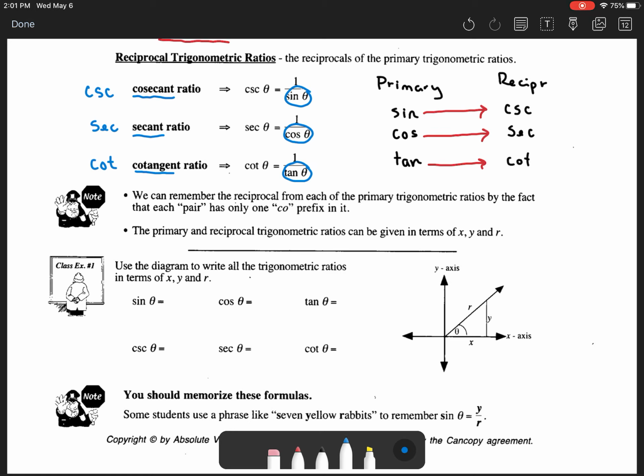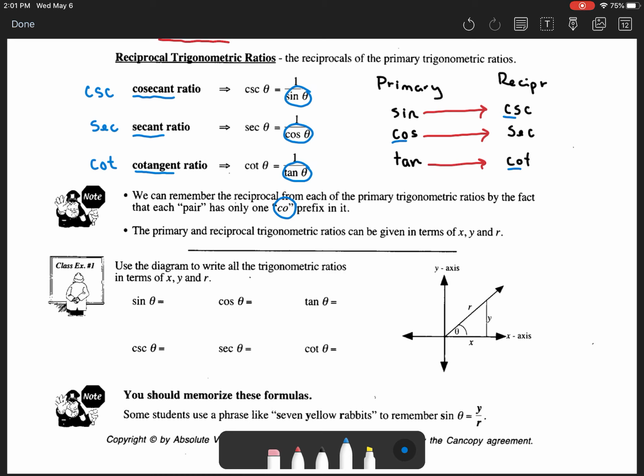Well, each pair only has the prefix co in it once, which is what they are stating down here. When I say sine and cosecant, you only hear the co prefix once. When I say cosine and secant, you only hear co once. And when I say tangent and cotangent, you only hear co once. So you should not hear the prefix co twice. That's why cosine does not go with cosecant, because then you've heard co twice. Those are the wrong pairs.